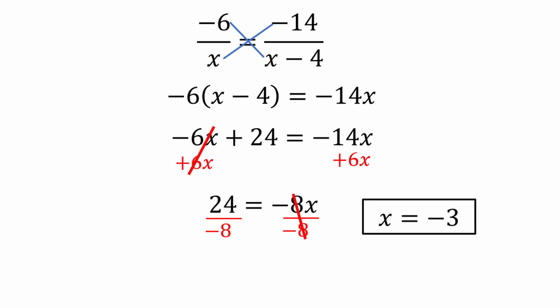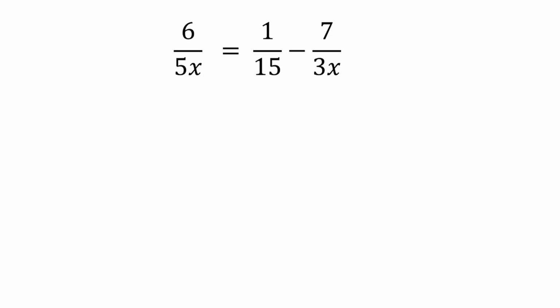How about 6 over 5x is equal to 1 over 15 minus 7 over 3x. The best way to simplify this is to multiply by the least common denominator of 5x, 15, and 3x.